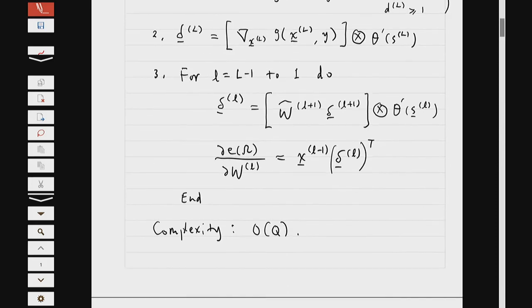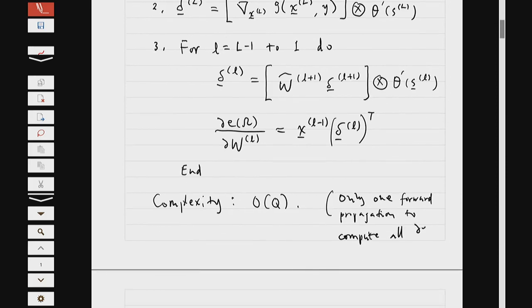So let me write it down before I go to your question. So only one forward propagation to compute all of these gradients, all of the partial E, partial W, I, J, L. Okay. You still have a question? No? Okay.